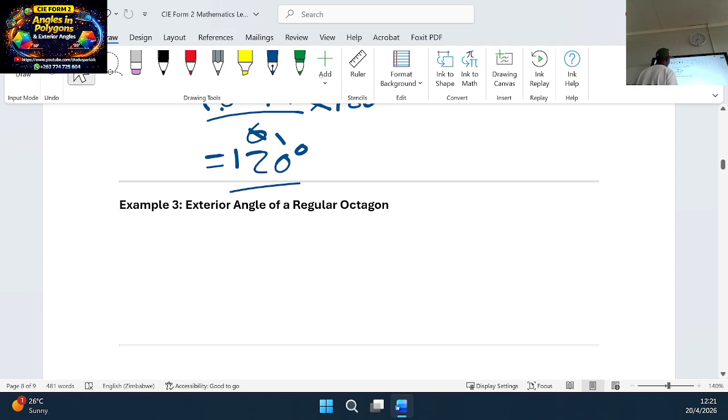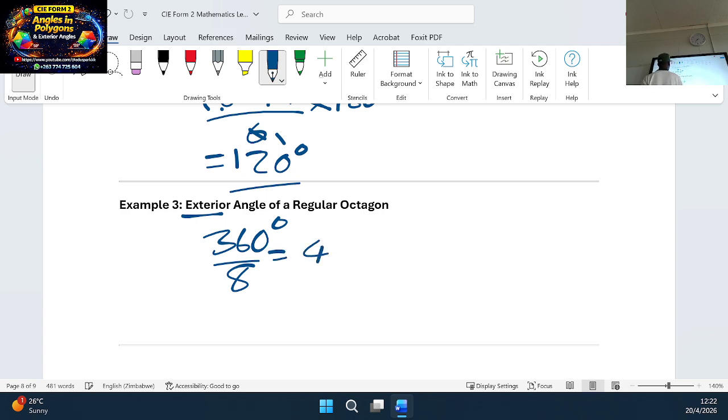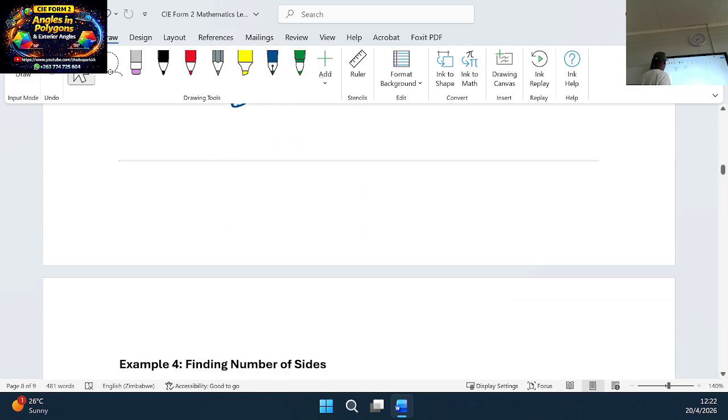Exterior angle of a regular octagon. So this time around, we are interested in outside the shape. So it's a regular one. Octagon means 8. So here we are going to divide 360 degrees by 8. When we do so, 8 into 36 goes in 4 times, remainder 4. So 8 into 40, it goes in 5 times. So each exterior angle is equal to 45 degrees.